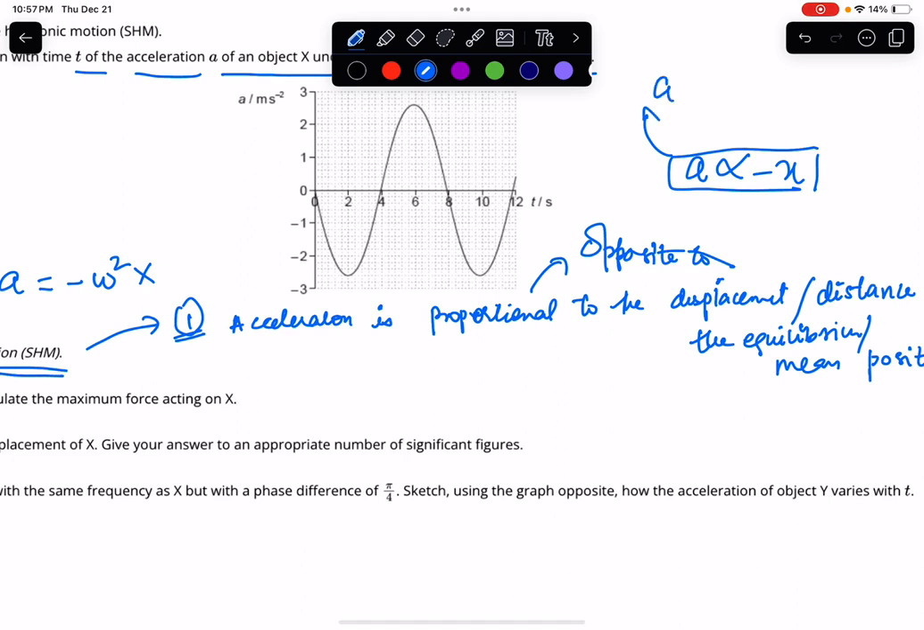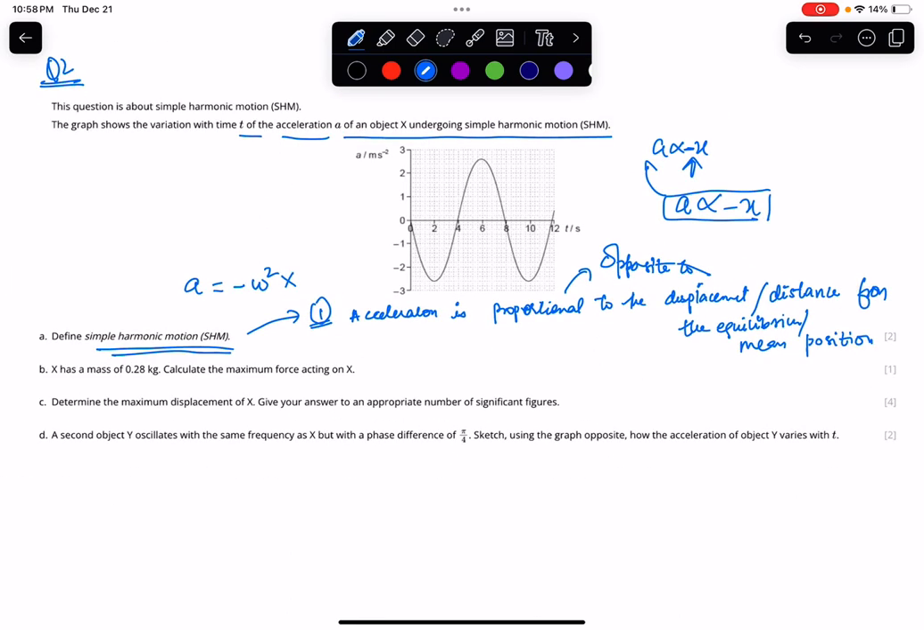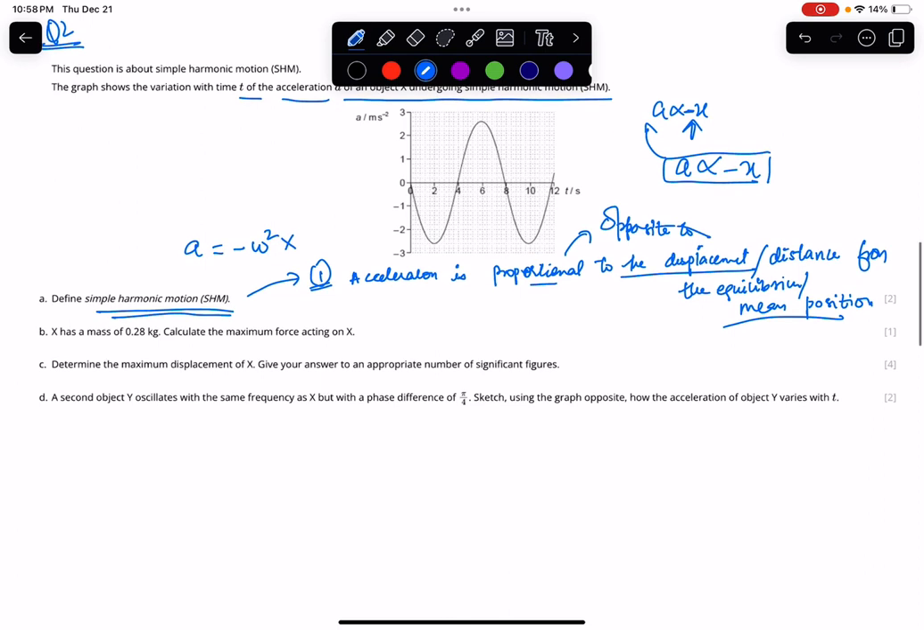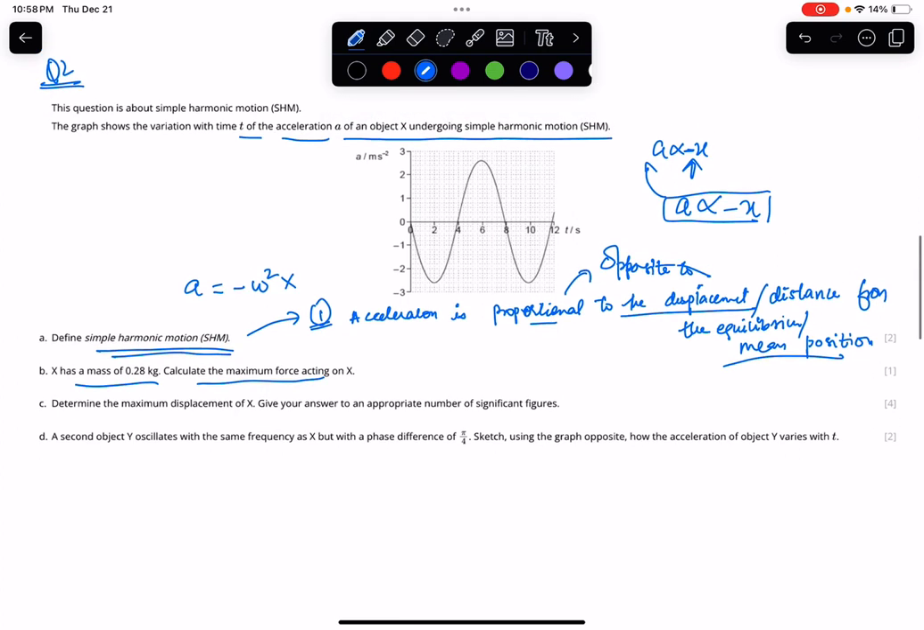So on one hand, acceleration is proportional to displacement, but you also have a negative sign, so you get the opposite sign. So acceleration is proportional and opposite to the displacement / distance from the equilibrium / mean position. Okay. Now let's look at part B, where it is saying that x has a mass of 0.28 kilograms. So calculate the maximum force that is acting on x. Okay.